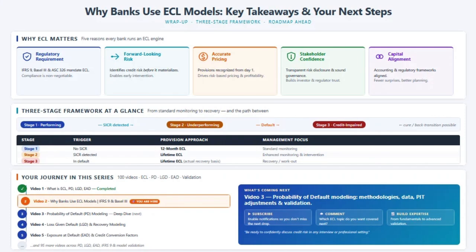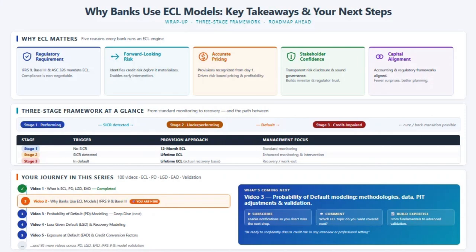So, to circle back to the original question, why do banks use ECL? The short answer is that the regulators require it. IFRS 9 is now the global accounting standard. Basel III expects capital frameworks to align with ECL thinking, and supervisors enforce these requirements through examinations and enforcement actions. But the deeper answer is that ECL models represent a genuine improvement in how the financial system identifies, measures, and manages credit risk. They force banks to think forward looking rather than reactive.